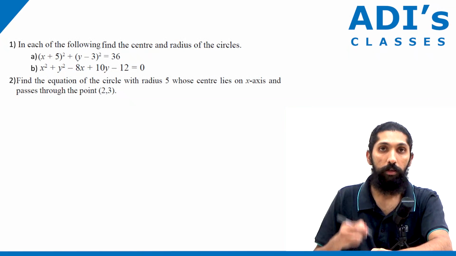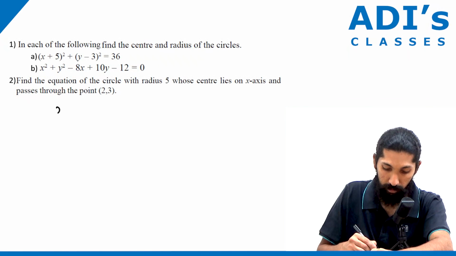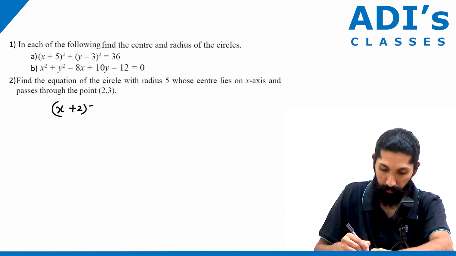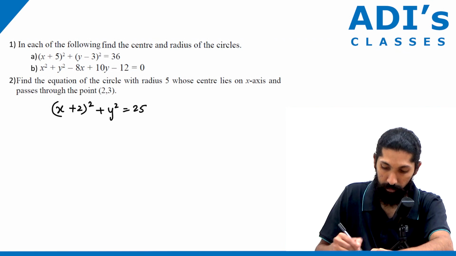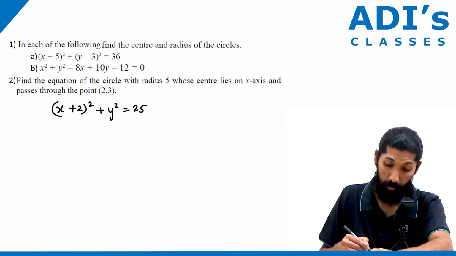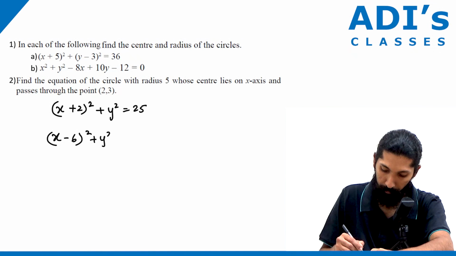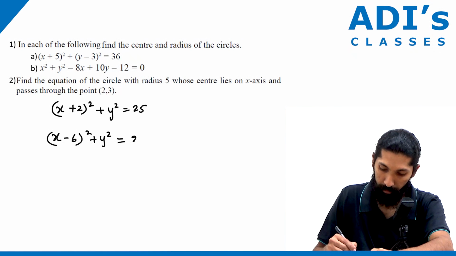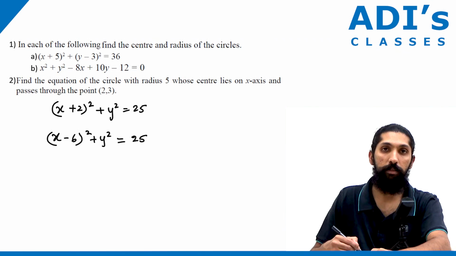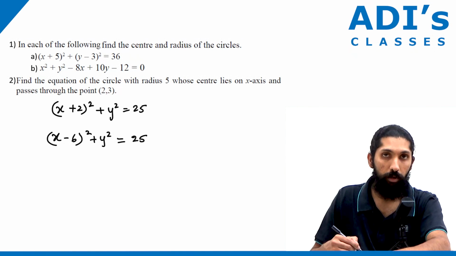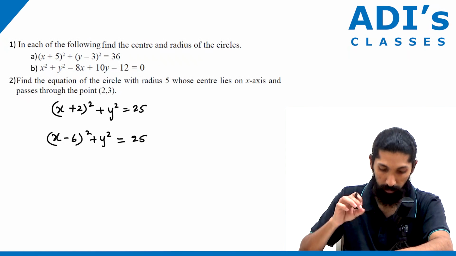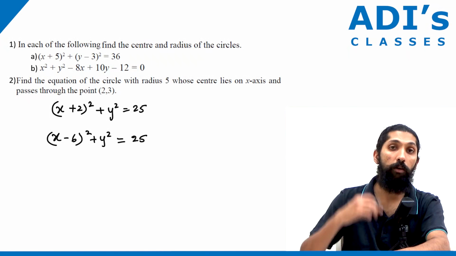The first one is going to give us (x plus 2) whole square plus y square is equal to 25. This is one equation. Another one would be (x minus 6) whole square plus y square is equal to 25. This is the second one. Got it? So this is the answer for the second question. Now we'll move on to the third question.